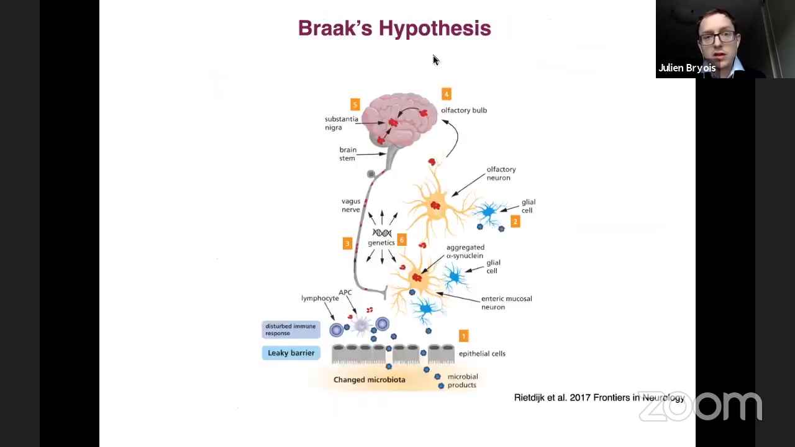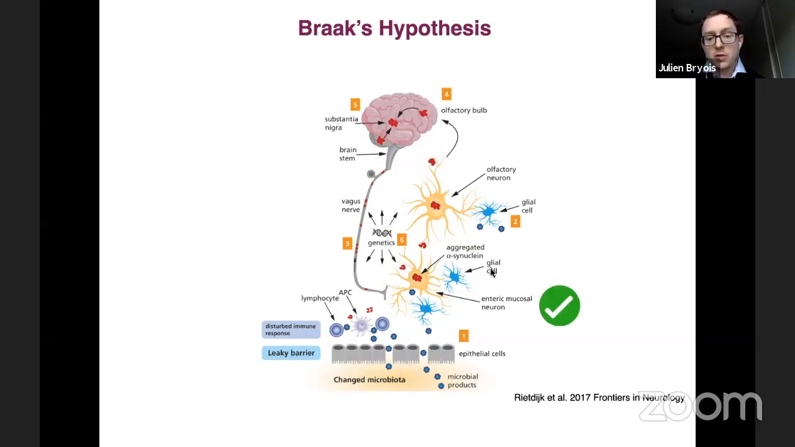So these results are interesting in light of Braak's hypothesis. So Braak is a neurologist who has studied a lot of postmortem Parkinson's samples, and he found lesions all over the nervous system, and he made this hypothesis that Parkinson's disease could start in the gut, where enteric neurons would come into contact with microbial products, which would lead to aggregation of alpha-synuclein. This would propagate along the vagus nerve to the brainstem and ultimately the substantia nigra.